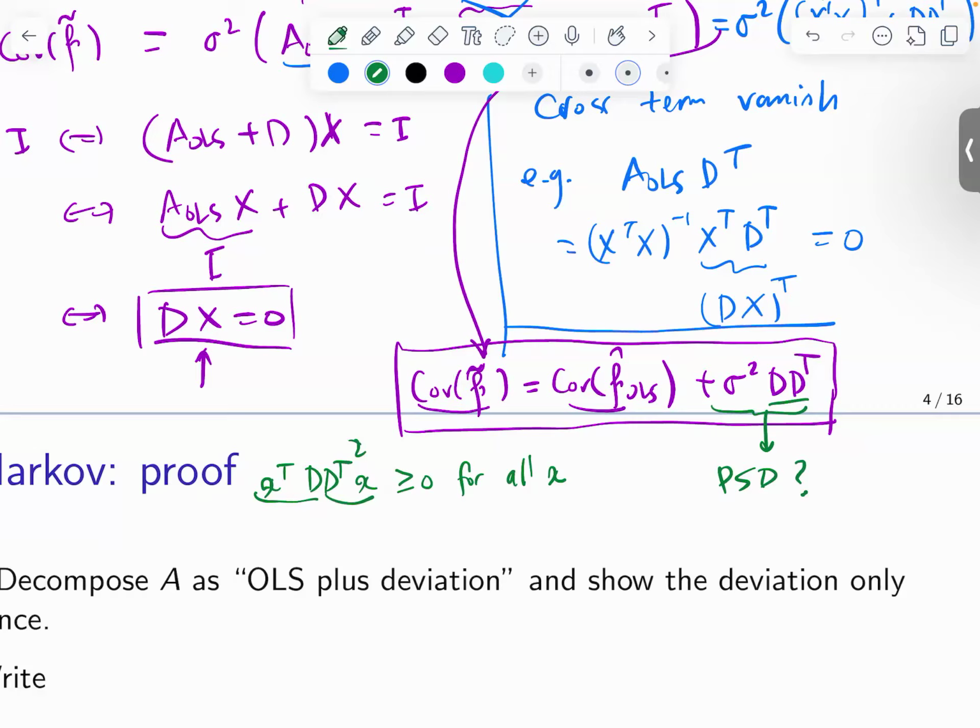Right. So let's call this Z. This would be Z transpose. So this is really Z transpose Z, which is the norm of Z squared, which is always non-negative. Okay, so this proves that any matrix I can write as D transpose has to be positive semi-definite by definition, because when you write down this quadratic form, it's the norm of a certain vector.